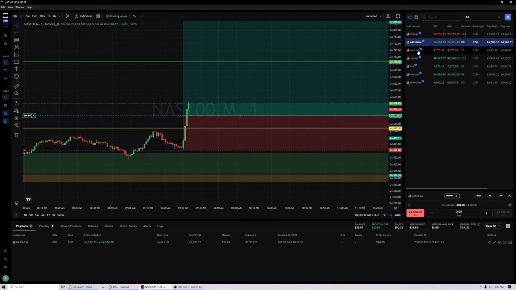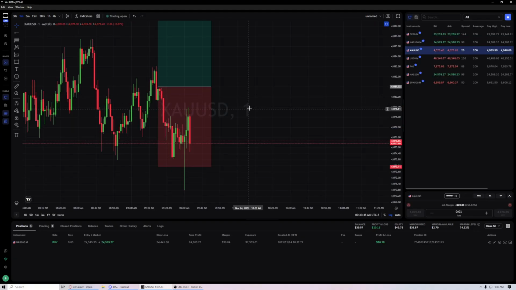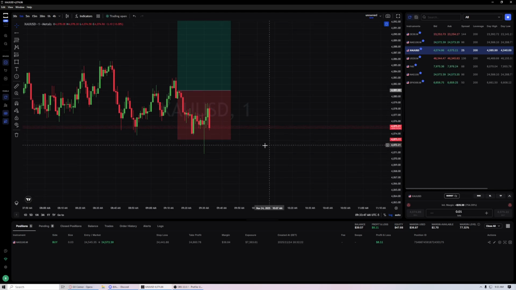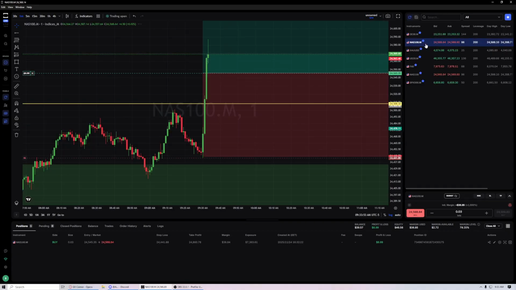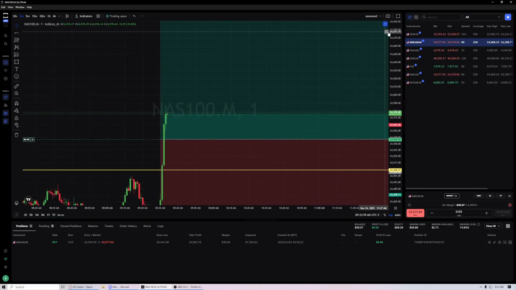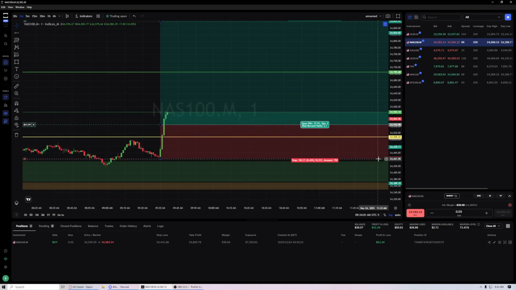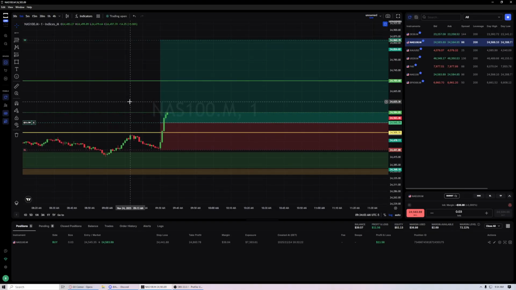On the Signal group, I linked up this gold trade, and it looks like unfortunately it just completely wicked it out. Pretty big wick here. Not that big actually, I was just zoomed in.